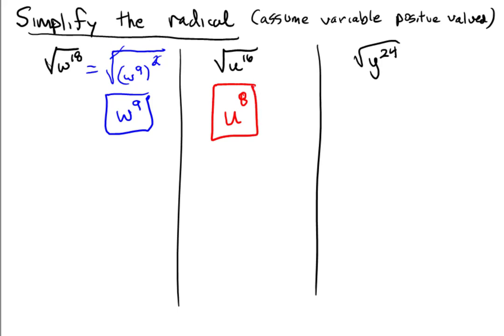And for the last one, well, that's a y to the 24th under the radical. So our answer is going to have a y. And what is half of 24? Well, half of 24 is 12. So there's the final answer for that one.